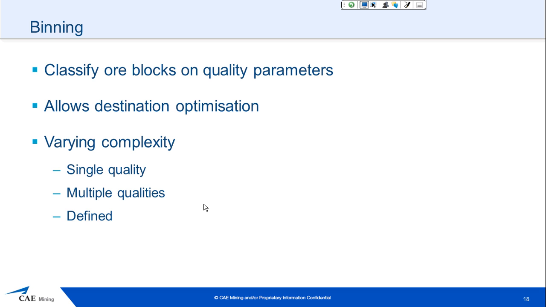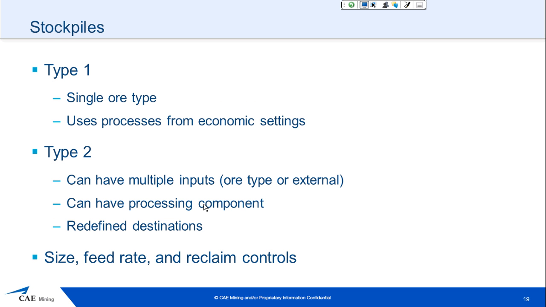We are able to set up two different kinds of stockpiles. So the first type of stockpile is a single ore type. It only takes one rock type from the pit. And that rock type, once it goes into the stockpile, will then have the option of using the processes as defined in the economic settings.